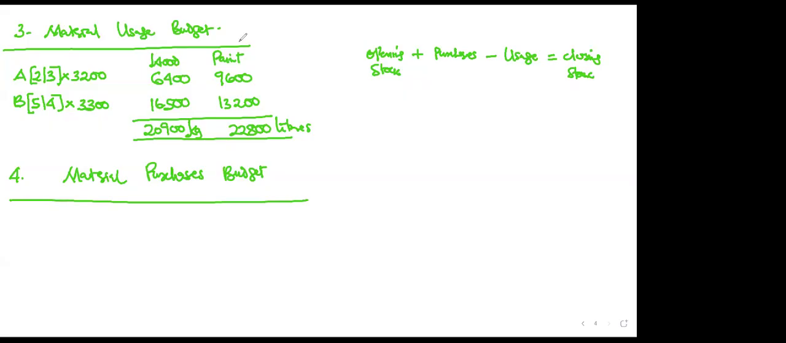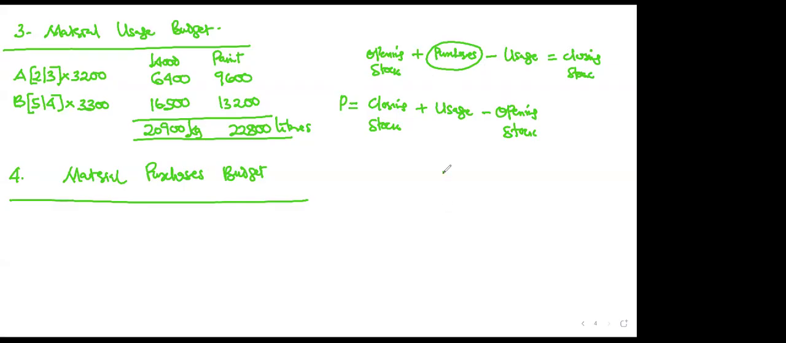So now, if I need the purchases, I'm looking for purchases. Kindly do your change of subject for me. Let's assume we are in class 1. We don't know anything. We want to find purchases. What will be the change of subject? The purchases is equal to closing stock, plus usage, minus opening stock. Can you all see clearly?